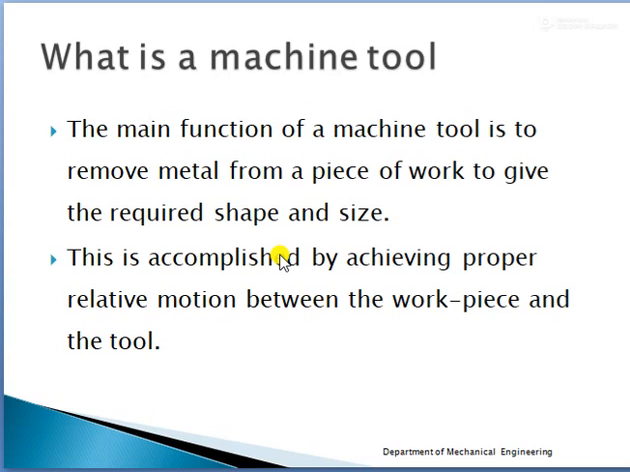The main function of a machine tool is to remove metal from a piece of work to give the required shape and size. This is accomplished by achieving proper relative motion between the workpiece and the tool. We can take simple examples such as lathe, milling, and drilling. These are examples of machine tools. There is relative motion between the tool and the workpiece, and the tool should always be harder than the workpiece. Then the chip starts moving ahead of the tool.